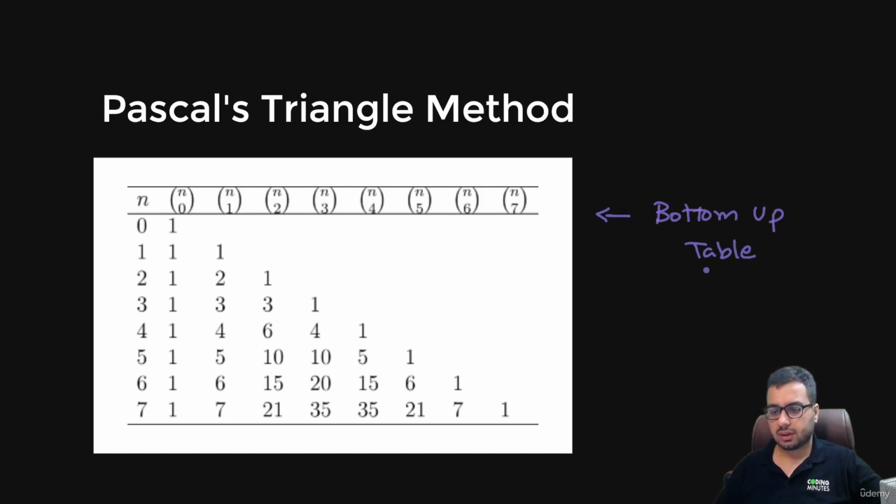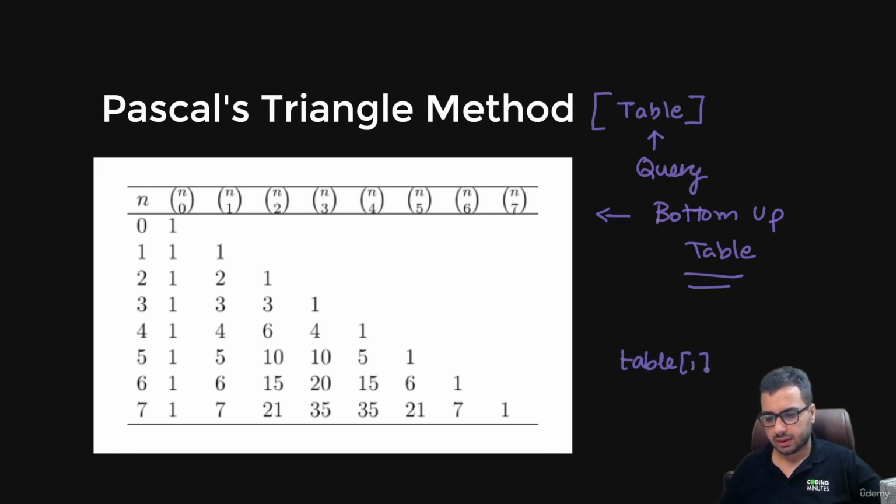Suppose you want to use binomial coefficients again and again, and you want to use multiple such coefficients. In that case, you can use this table based approach, and once the table is constructed, you can query it. Table of i comma j is going to give you the value of the binomial coefficient iCj. We need to understand how this table is computed.